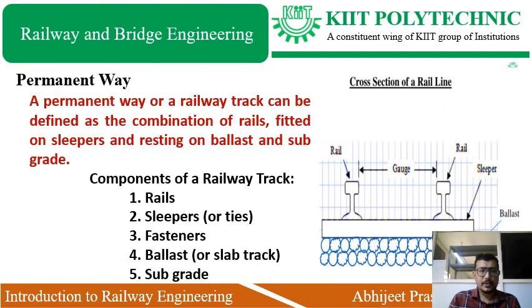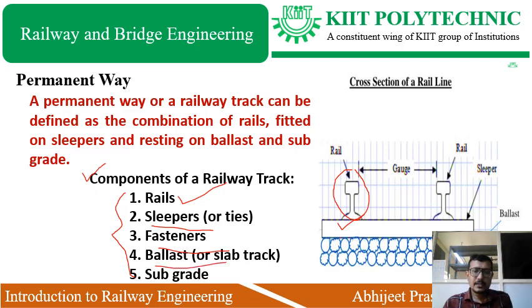What is a permanent way? A permanent way or a railway track can be defined as the combination of rails fitted on sleepers and resting on ballast and subgrade. What are the main components of a permanent way? The first one is the rail, on which the train wheels are rolling. Then sleepers, fasteners fastening sleepers and rails, ballast, and subgrade.